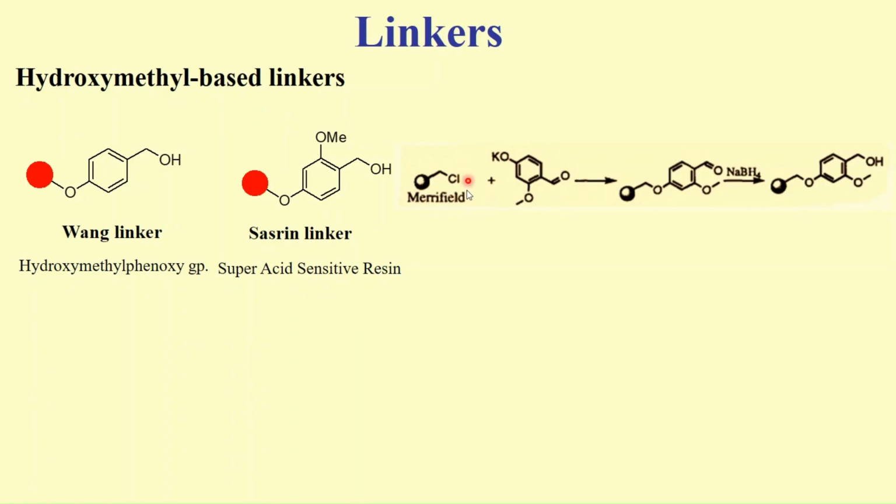with Merrifield resin which has chloromethyl as the functional group. This OH phenoxy group gets linked with this. This is the positive center. OH has a lone pair of electrons and attacks over here. HCl gets released and it gets linked with this. And then we reduce this aldehyde with sodium borohydride to get CH2OH which links with the amino acid. This is how we prepare this SASRIN linker.